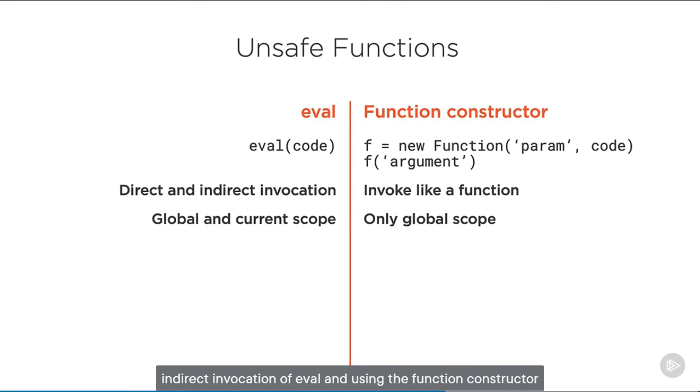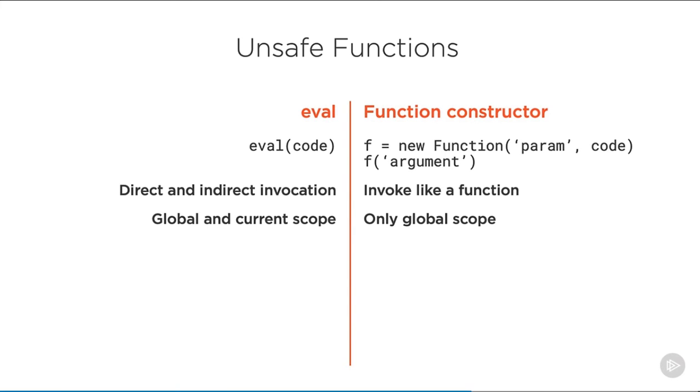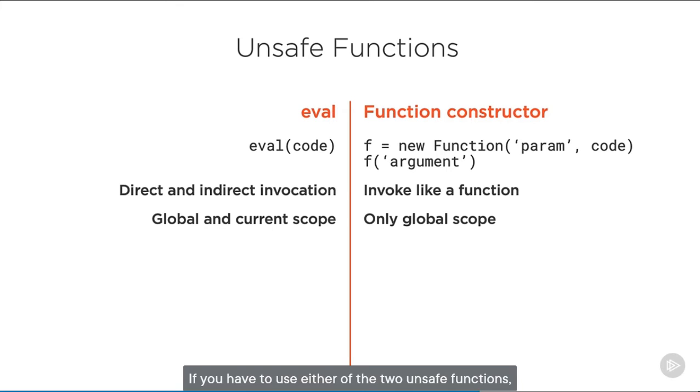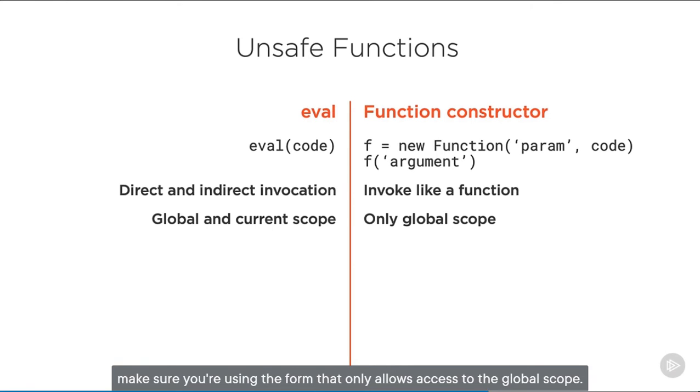Both indirect invocation of eval and using the function constructor only give access to the global scope. If you have to use either of the two unsafe functions, make sure you are using the form that only allows access to the global scope.